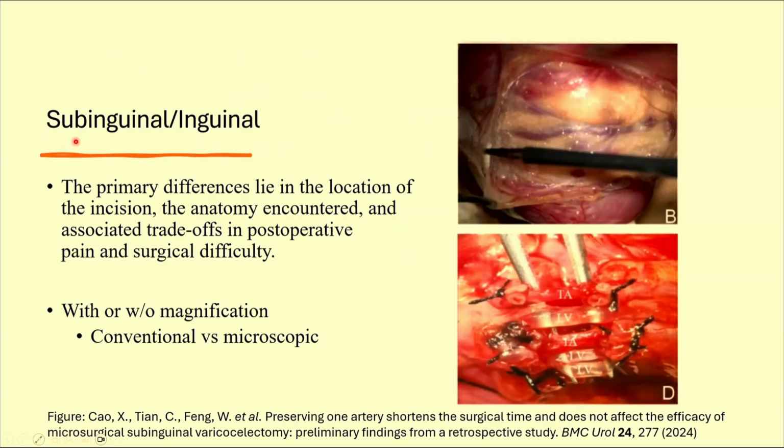Basically the principle is tying off the dilated veins at the level of the spermatic cord, at the inguinal or subinguinal level. The main difference between inguinal and subinguinal is basically the location of the incision, the anatomy encountered, and the associated trade-offs with post-operative pain and surgical difficulty. This procedure, whether subinguinal or inguinal, can be done with or without magnification, hence the terminology conventional varicocelectomy or microscopic varicocelectomy.